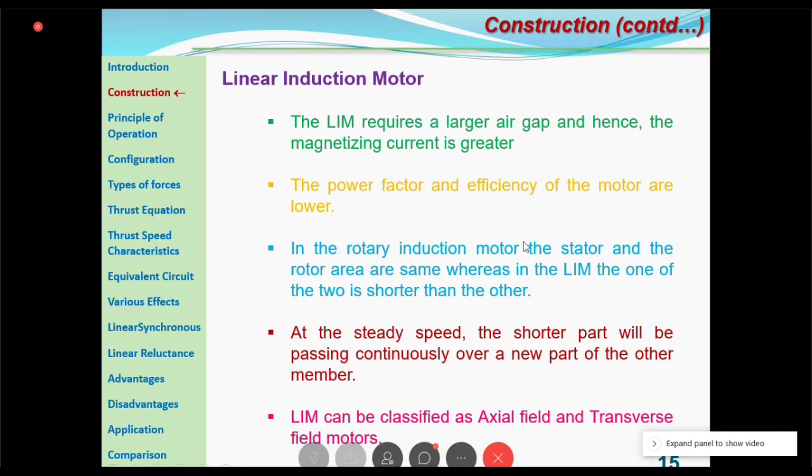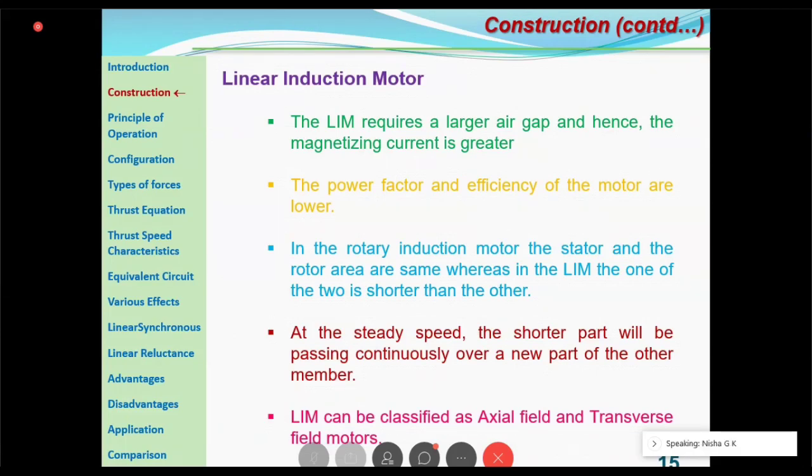So here, in the case of the conventional motor, the stator and the rotor area remain the same. But in the case of the linear induction motor, either the primary or the secondary can be a shorter one or a longer one. That depends upon the application. If you have a shorter primary and a longer secondary, and the shorter part is the moving one, then it will be continuously moving along the rotor part.